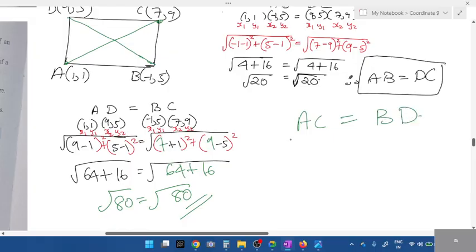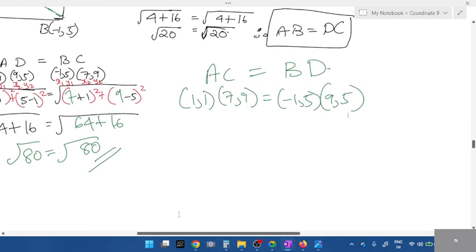Look here. AC should be equal to what? BD. This one will you try it later? Same concept. 1 and 1. Okay, I'll do it. 7 and 9. Next, what is B value? Minus 1 comma 5 and D value is 9 comma 5. At least copy this one. Have this one question. You can go through later. X2 minus x1. You all answer this, students. What is x2 minus x1?